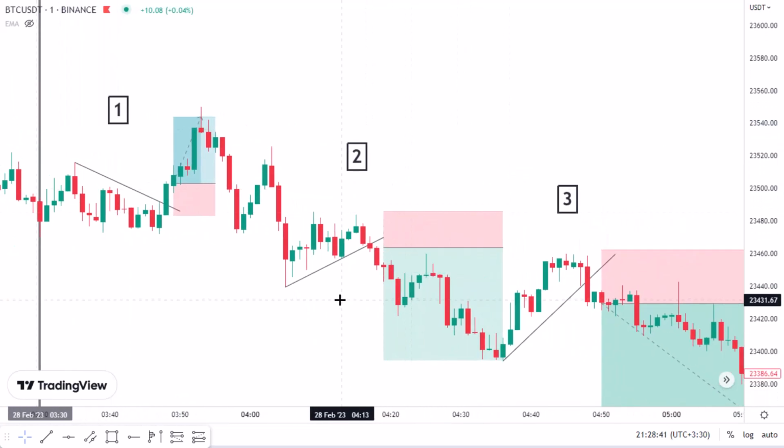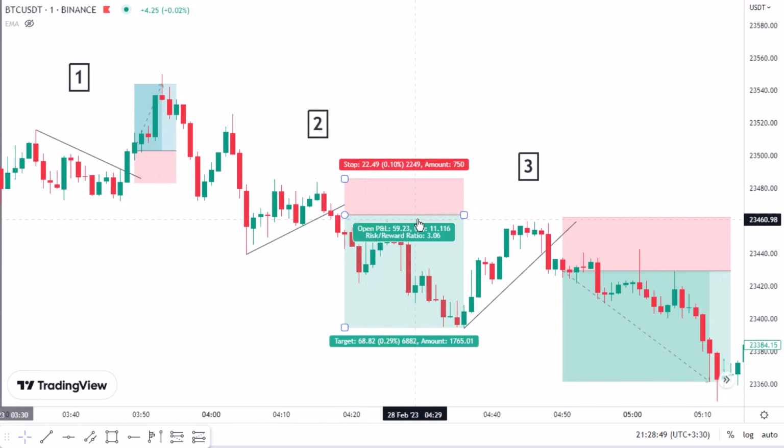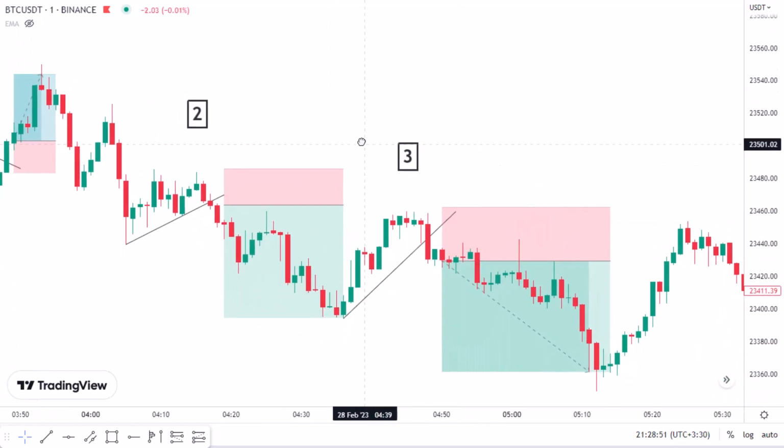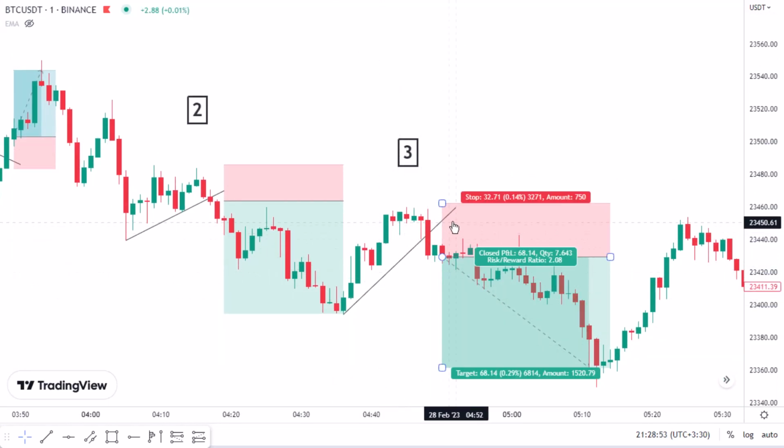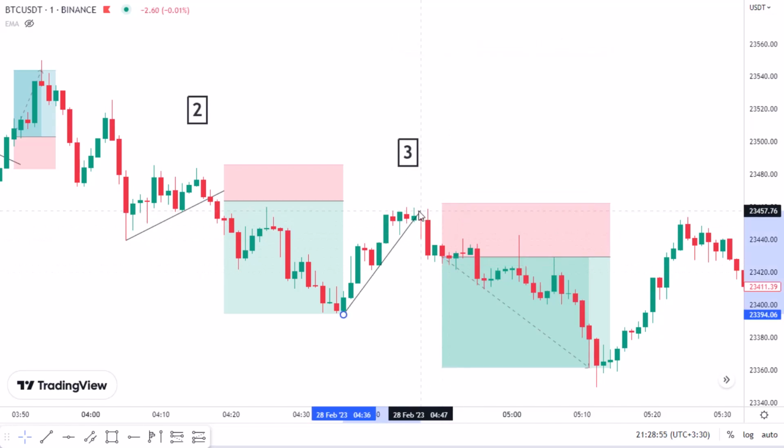On the second position, we have a trend line here broken with this small candle. We enter the sell position, set our stop loss, put it in a safe place, and it gives us a reward of 3.